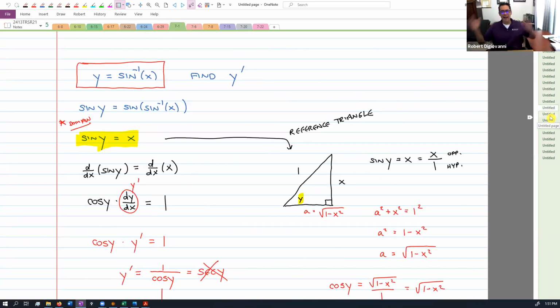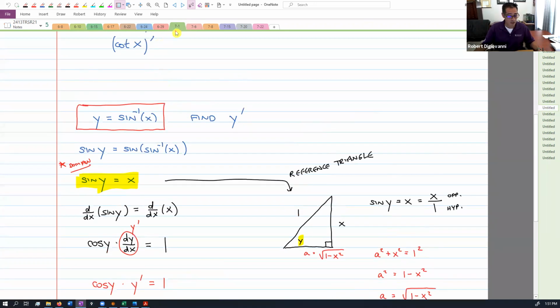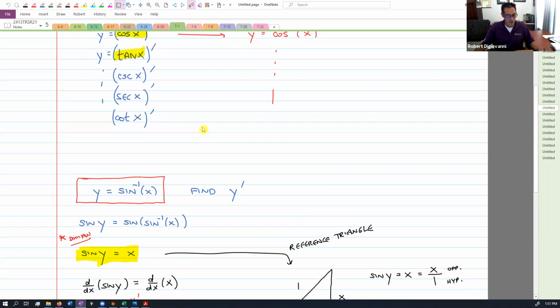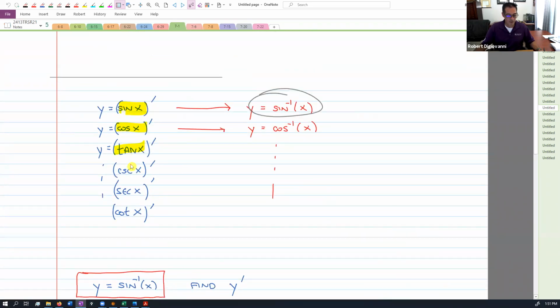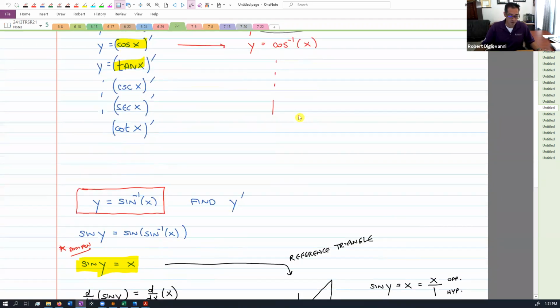Ah, there we go. I knew I did it. It's still in there. All right, so look, I showed you on the 1st of July that we know the derivatives of the 6 regular trig functions, but we have all the inverse trig functions from pre-cal, so we would want to know what the derivatives of those were.